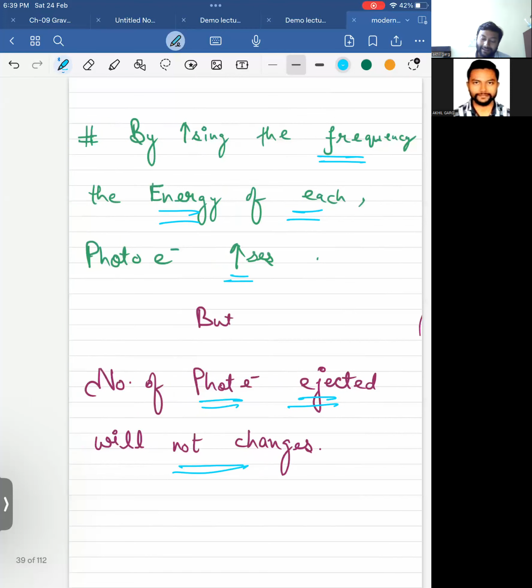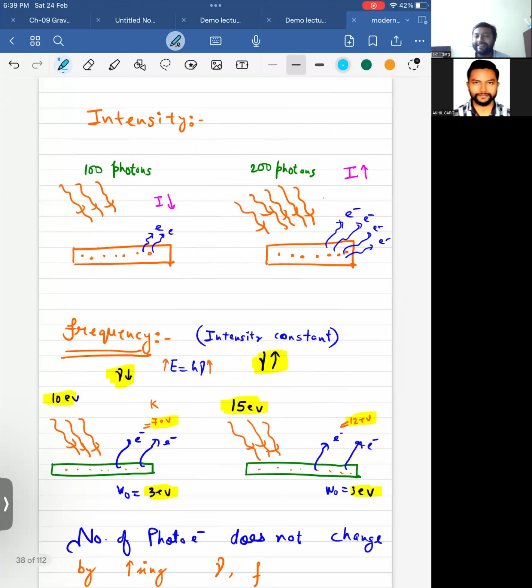See how intensity increases the number of photons. What do you mean by intensity? Here it is given that 100 photons are there, here given that 200 photons. You have increased the intensity basically. Here intensity is low, here intensity is high. When intensity is high, the photons are more, and then more photons get interacted with more electrons. As you know, one photon always interacts with one electron.